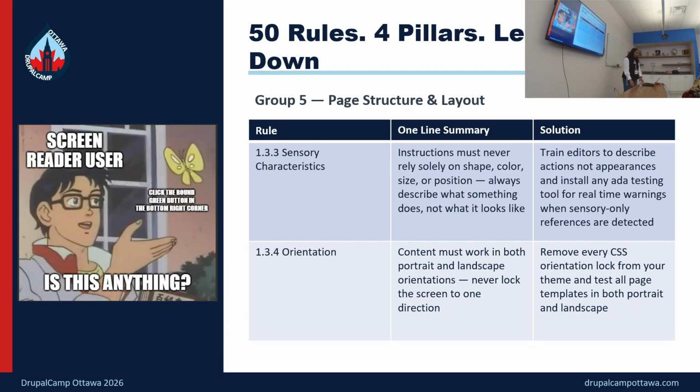The next is 1.3.3, sensory characteristics. Instructions must never rely solely on shape, color, size, or position. Always describe what something does, not what it looks like. We don't want the end user to be told to click on the green button, because a person who is not able to perceive the color might not be able to see the green button. So we need to provide proper information with text in that component.